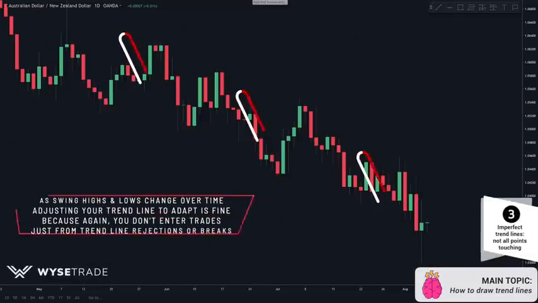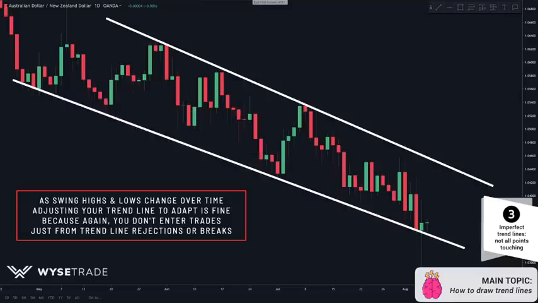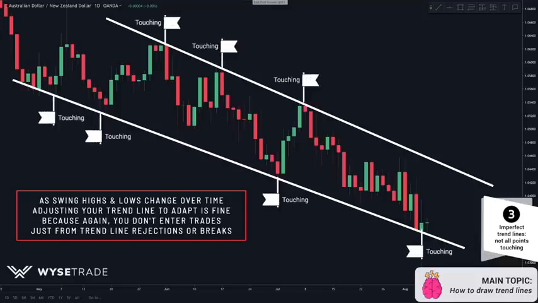So here we have our clear moving downtrend. We place our trend line along the top, connecting the swing highs, and we place our trend line along the bottom, connecting the swing lows. Now again, notice the points that we were able to connect with the trend line and the points that didn't quite reach the trend line, which again is fine.